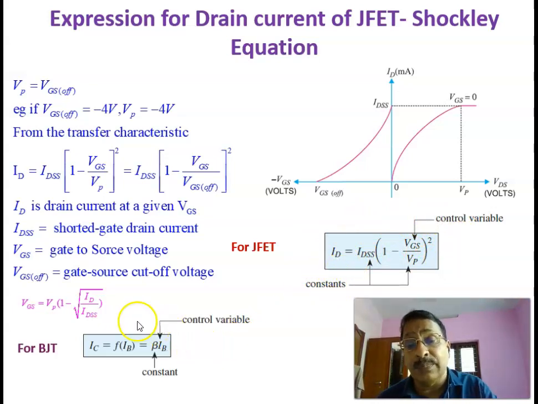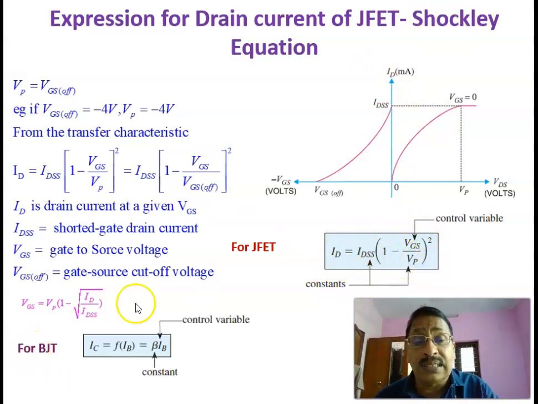Now, if you compare with a bipolar junction transistor, as you know, IC is approximately equal to beta times IB. Beta is the common emitter current gain, IB is the base current. In that case, base current is the control variable, and beta is a constant. IC is the output current which you are going to vary. Therefore, this is a current control device because you are varying the IB. But JFET is a voltage control device in which the control variable is VGS. By changing the VGS, you can vary the ID as per this equation, that is Shockley's equation.